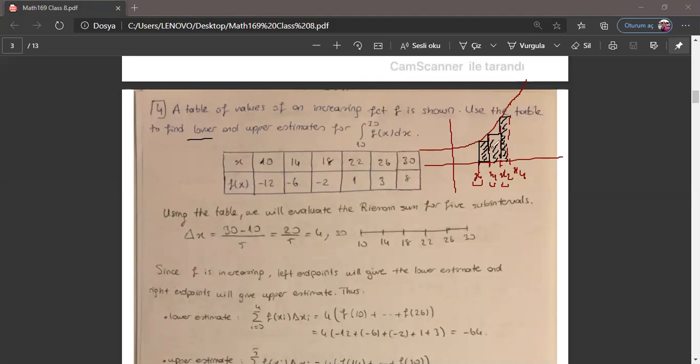So we have this area, the black area, if we take left-hand points, okay? Now let's take right-hand points.